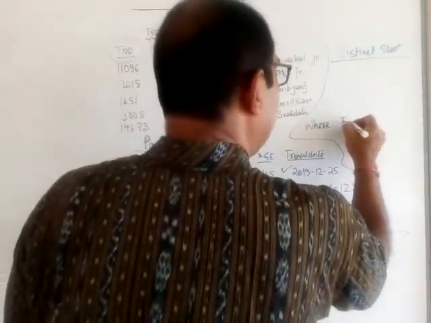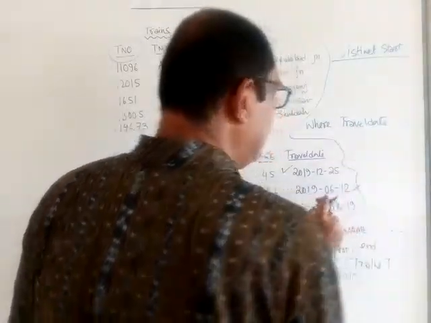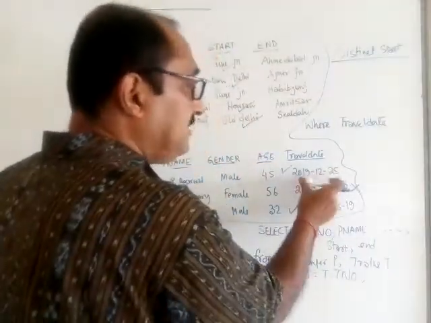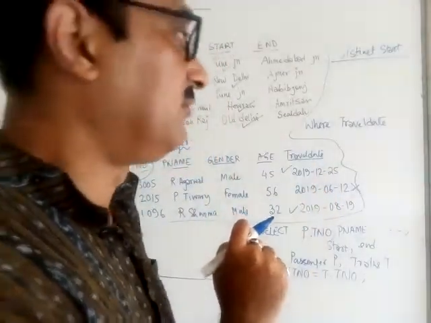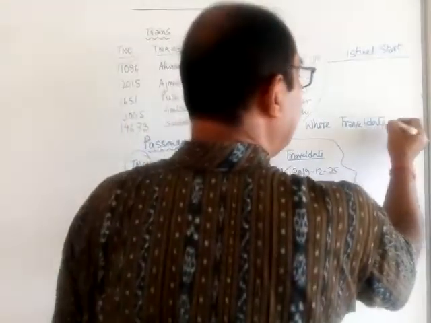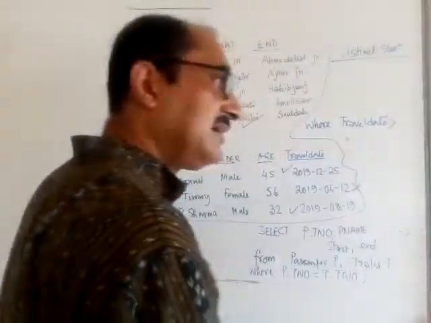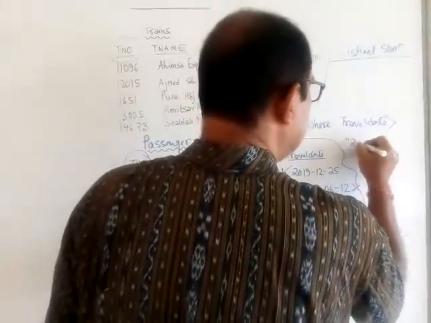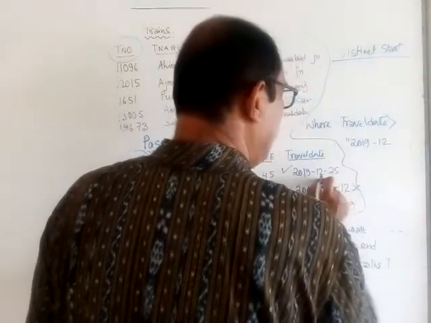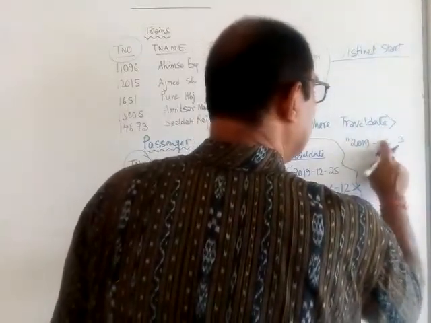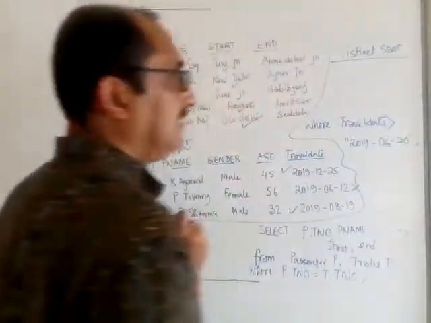where travel date, remember always that when you write a date value, date also will come within a pair of double quotation marks. Where travel date is greater than, I said after 30th June, so you can write 2019, the year will always come first, then the month, then the date, 30th June. So this is how it is to be written.